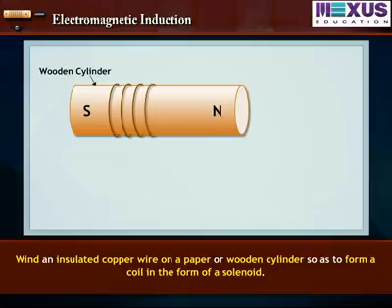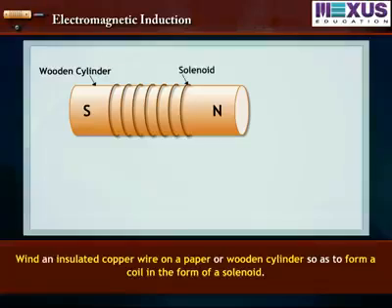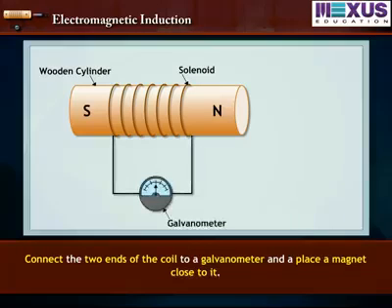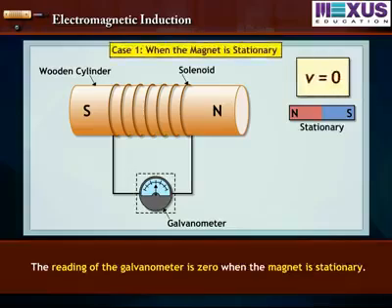Bind an insulated copper wire on a paper or wooden cylinder so as to form a coil in the form of a solenoid. Connect the two ends of the coil to a galvanometer and place a magnet close to it. The reading of the galvanometer is 0 when the magnet is stationary.